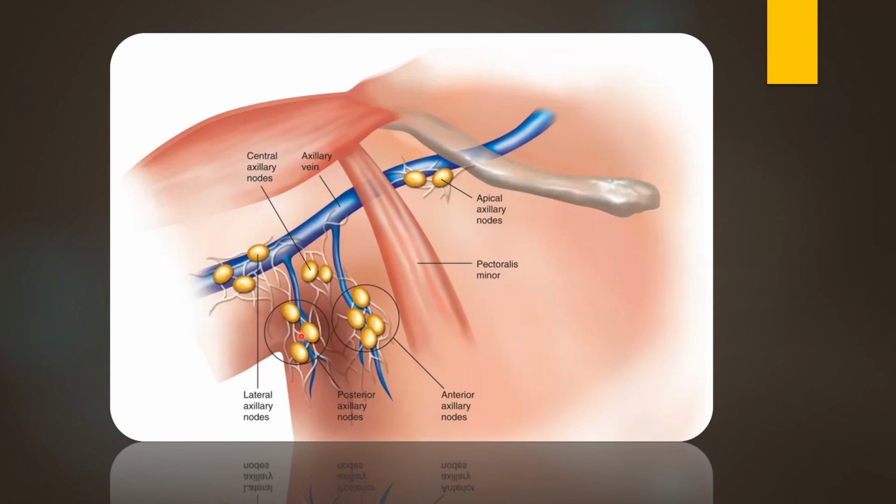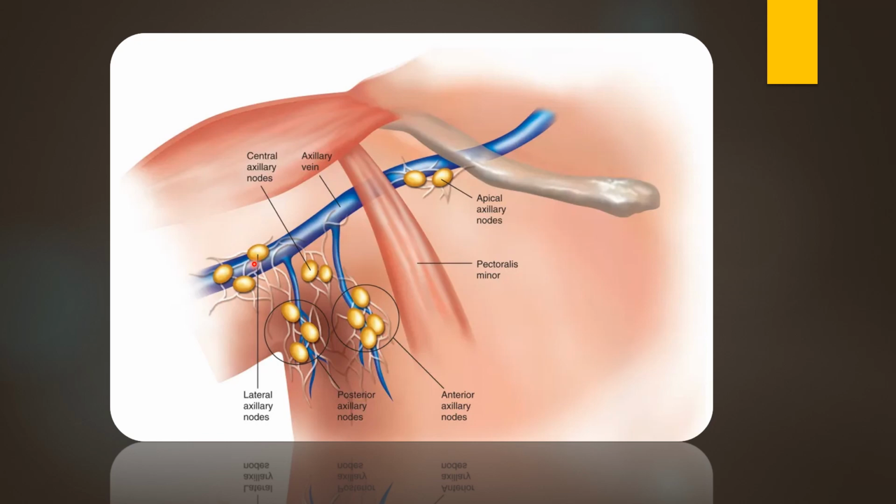Then the next one is the posterior axillary lymph nodes, which lie in the posterior wall of the axilla. They lie in front of the subscapularis muscle and the subscapular vessels. The afferent channels received by the posterior group are derived from the dorsal part of the trunk, down as far as the iliac crest.